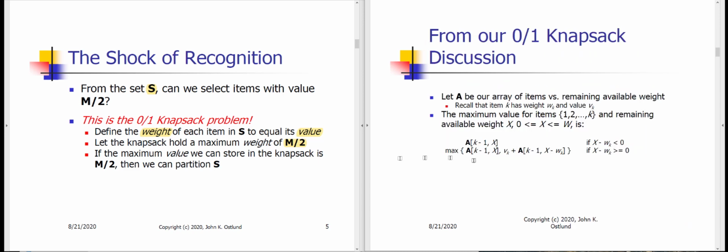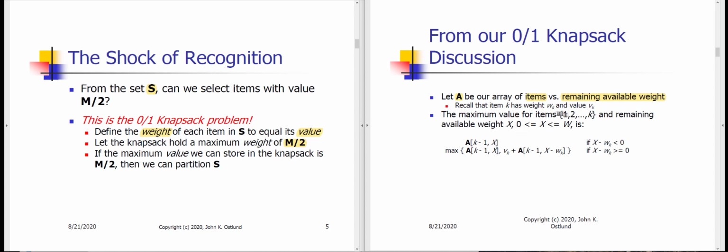Let's do this. As a reminder, here's our cell-by-cell algorithm for what's going on in the 0-1 knapsack. We set up a two-dimensional array A in which the rows were the items that we had available to put in our knapsack, and the columns were the remaining available weight that we hadn't yet filled in the knapsack. Each item, the kth item, has both a weight and a value, w sub k and v sub k. In our particular case for the partition problem, w sub k and v sub k are going to be the same value.